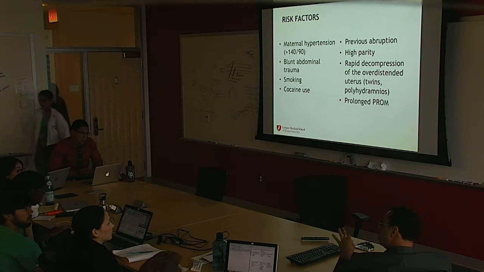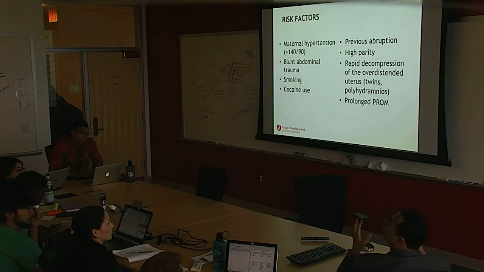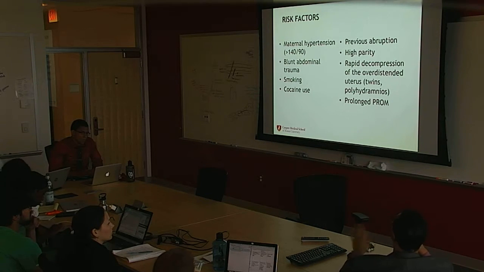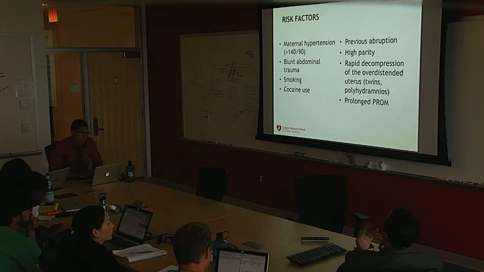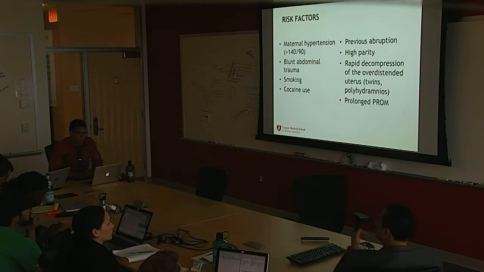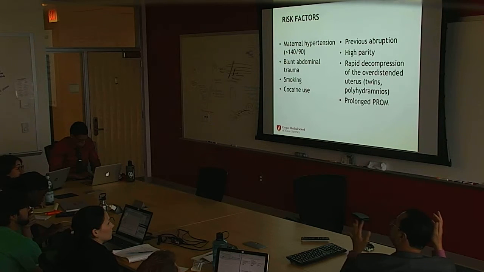If she uses cocaine, it can cause hypertension and can cause abruption of the placenta. So anyway, the risk factors are maternal hypertension, blunt abdominal trauma, someone got kicked and the placenta got separated, smoking, cocaine, previous abruption, high parity, and rapid decompression of an overdistended uterus. Means if someone has twins or polyhydramnios, means like a lot of fluid around the baby.